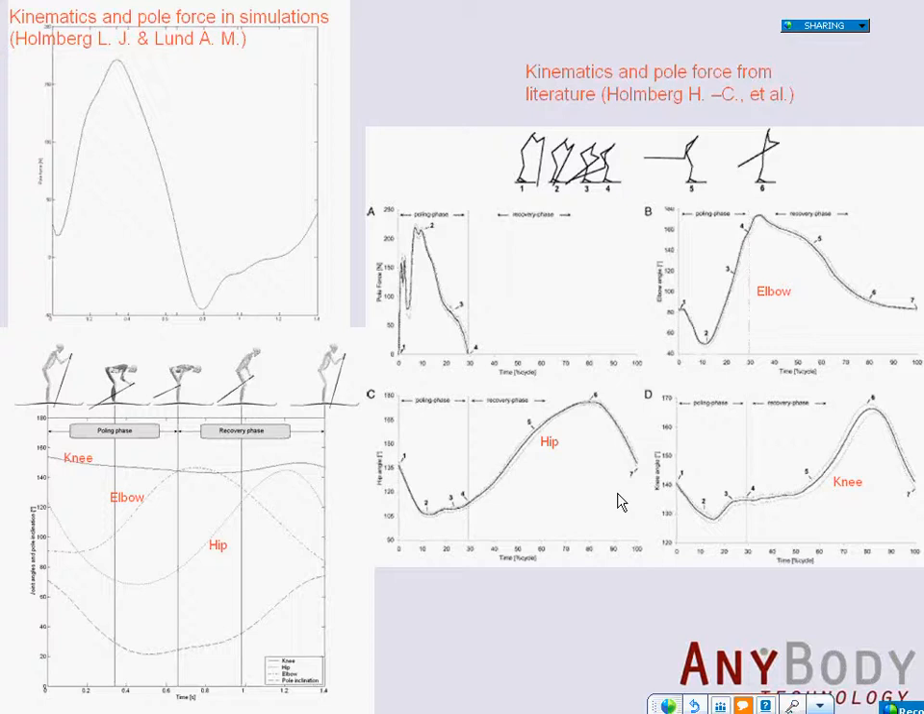Here we have some pictures. To the left we have again the pole force used in simulation and the motion data in the simulation. That is kinematics and pole force from the simulations of the double pulling ergometry. And also we have the kinematics and pole force from a roller ski study found in literature. And we have to compare the kinematics and the pole force before we compare the muscle activation.